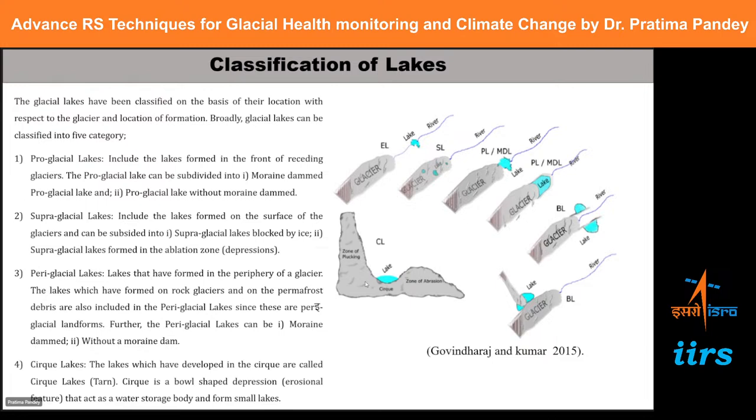It has been found that cirque lakes are mostly stable lakes, and supraglacial lakes are seasonal lakes. They form and they disappear. But the proglacial lake, moraine-dammed and blocked lakes, and periglacial lakes are vulnerable to glacial lake outburst flood.